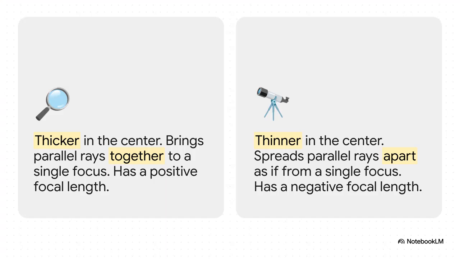So you've basically got two main families of lenses. First, you have converging lenses. These are the ones that are fatter in the middle. They grab parallel rays of light and bend them all inward so they meet at a single point. Then you have diverging lenses. They're thinner in the middle, and they do the exact opposite. They take those parallel rays and make them spread out, as if they're coming from a point behind the lens.